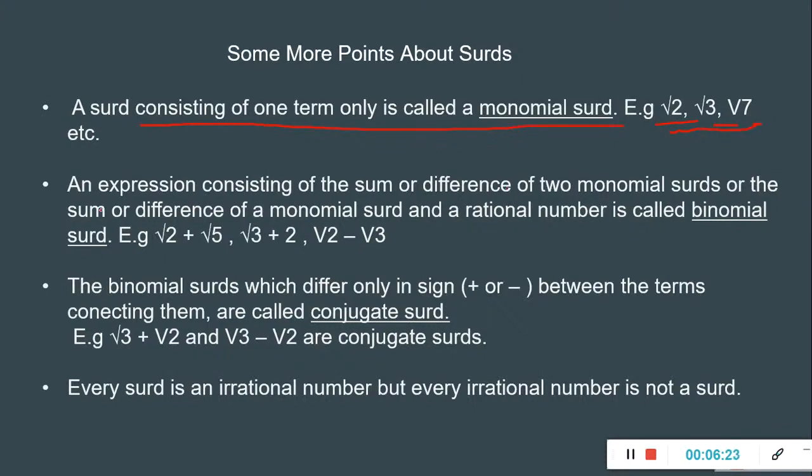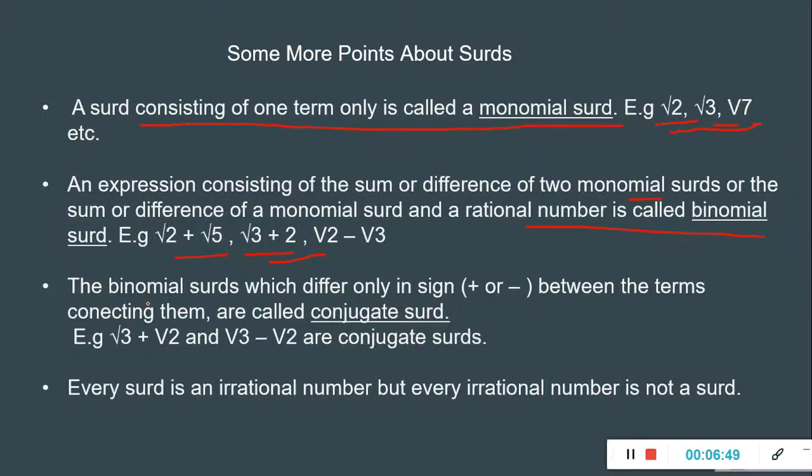An expression consisting of the sum or difference of two monomial surds, or the sum or difference of a monomial surd and a rational number, is called a binomial surd. Root 2 plus root 5 contains two monomial surds, so it is a binomial surd, and root 3 plus 2 is a monomial surd and a rational number, so it is also a binomial surd.